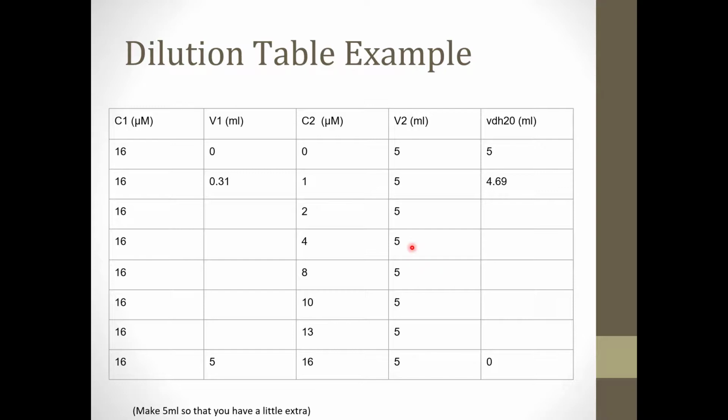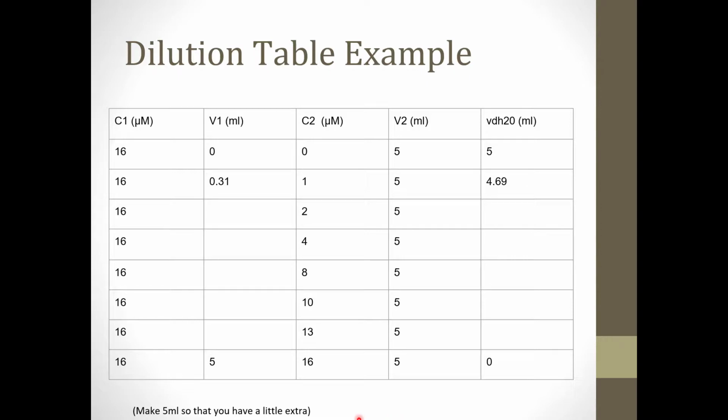So here's an example of a dilution table that we would make if we were meeting in person. This is the mass balance equation in table form. So C1, V1, C2, V2, and volume of water needed to make the dilution. So what you would do is take your stock solution of beta-cyanin, which is 16 micromolar, and dilute it to make different concentrations, your standards, your known concentrations. You would make those, and you would put each one in the spectrophotometer to see how much light each one absorbs.